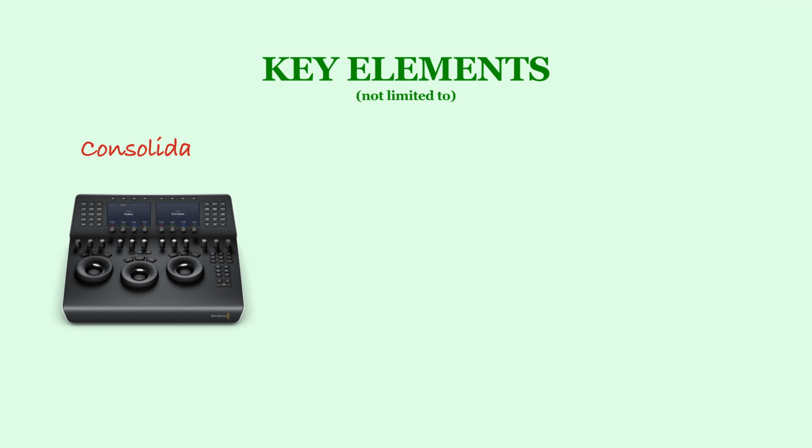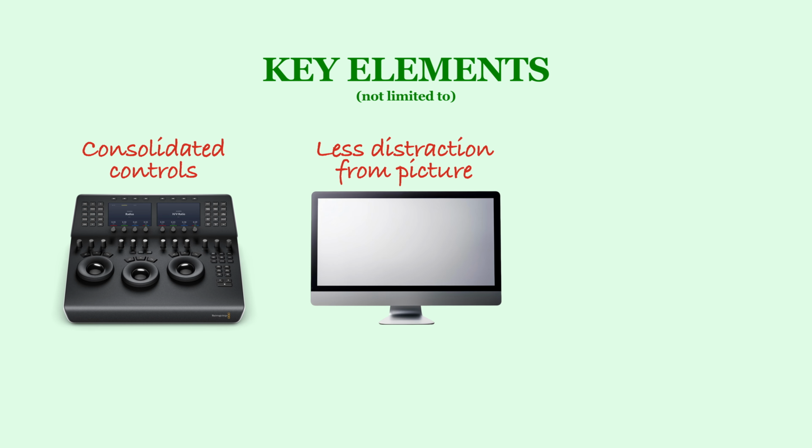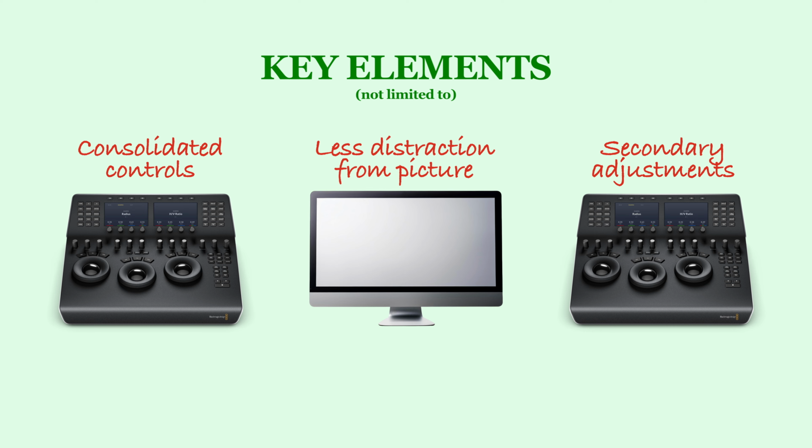After lending a color panel from a friend for about a year, I realized that there were just a couple key elements that made them so good for speed and accuracy. And this was pretty much having all of your controls in one spot, as well as being able to look at your picture for a lot longer because you're not looking at your controls. And then also we can make secondary adjustments from a control panel, which unfortunately we can't do with a keyboard. But the other two things, we can make a way around it.